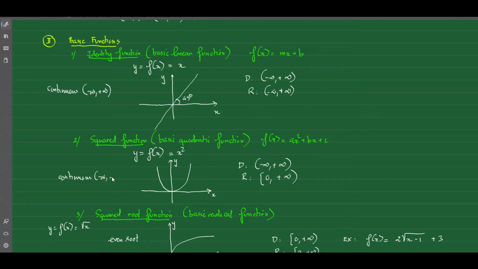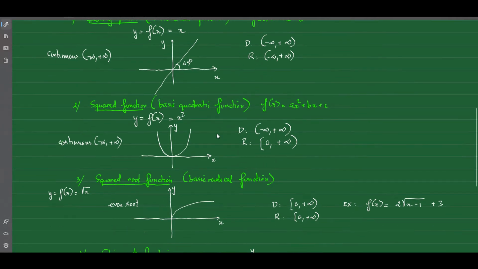Continuous from negative infinity to positive infinity. There's no hole, right? There's no jumping and no hole. Everything's smooth. So no hole, no jumping.